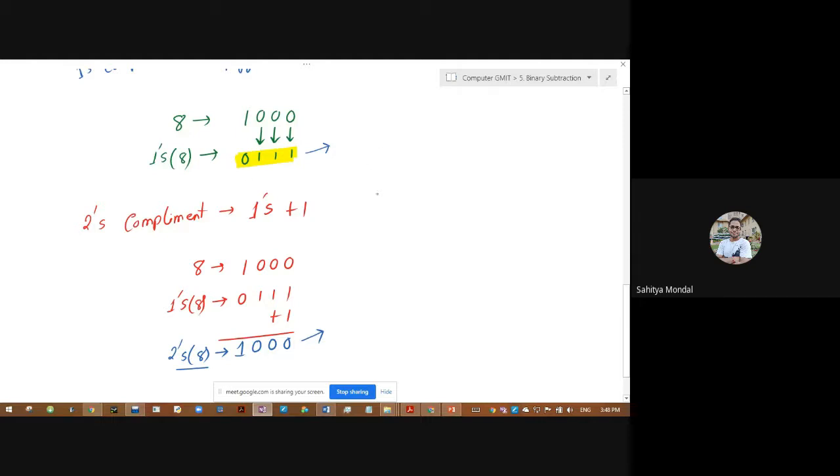So all modern digital systems use two's complement to represent negative numbers.